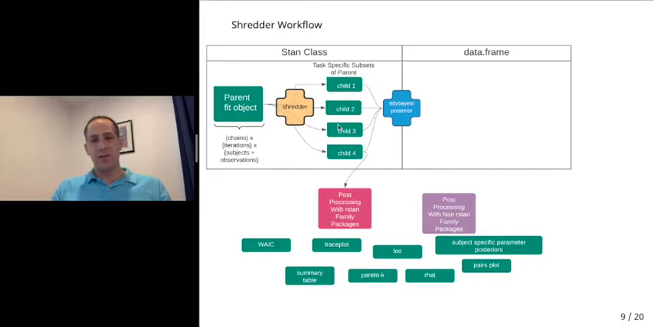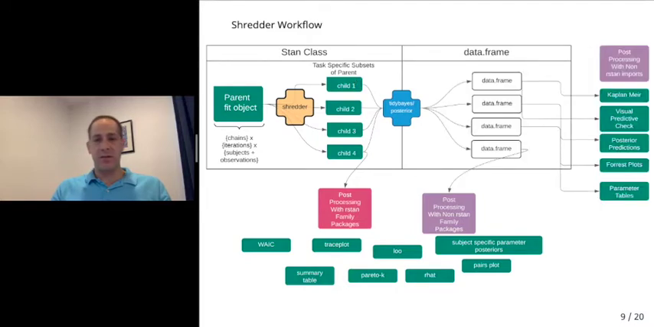The different children that we're creating that are much smaller than the original fit object are then converted into rectangular objects, data frames, through tidybayes. And then they are specific to the task that they have to do. So one is creating a Kaplan-Meier plot, another one a force plot, parameter table. Each one has different types of parameters that are important to it, and that way we can slim down and create more specific outputs and fit objects that can be used more versatilely in the project.